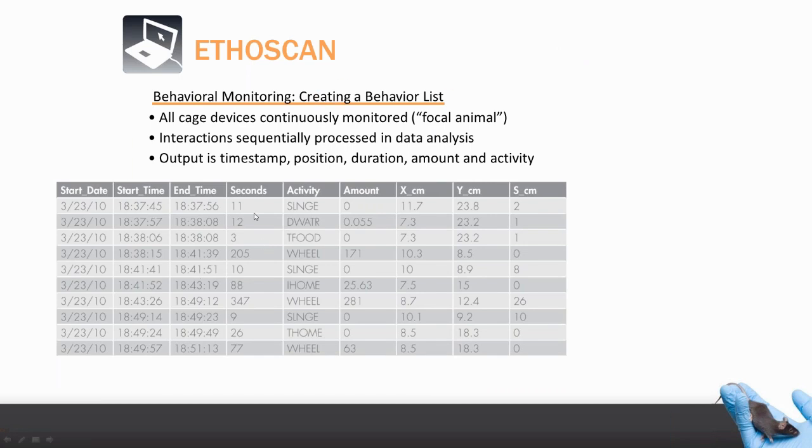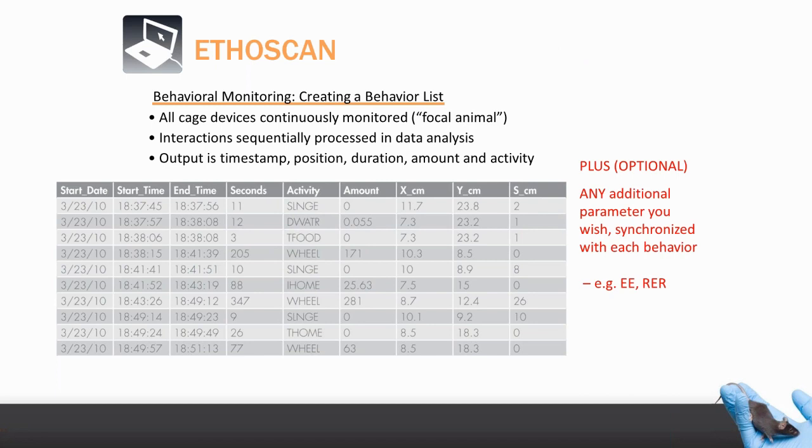And you can see here, for example, for 11 seconds we have a short roam or short lounge behavior. For 12 seconds it's drinking water, 55 microliters. For 205 seconds it does 171 revolutions on the wheel, gets into the habitat, weighs 25.63 grams, and so it goes on. So we have a complete list of all of the behaviors that the animal actually sequentially did during each of these.